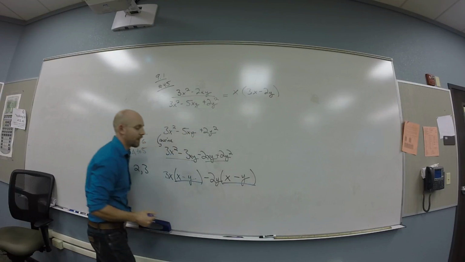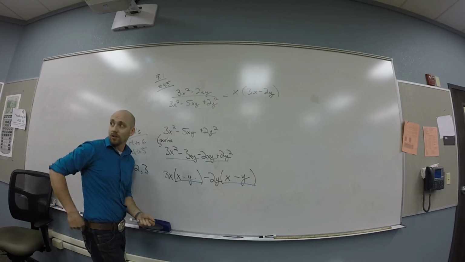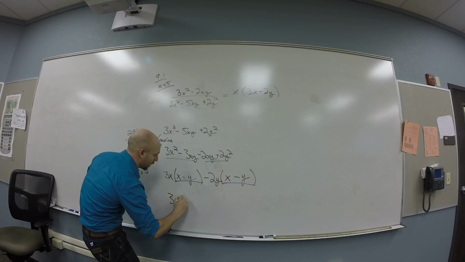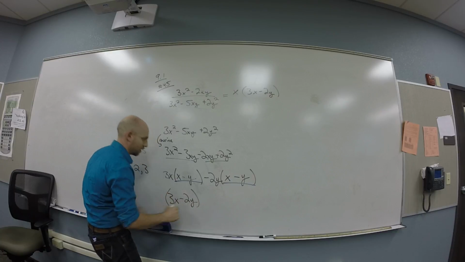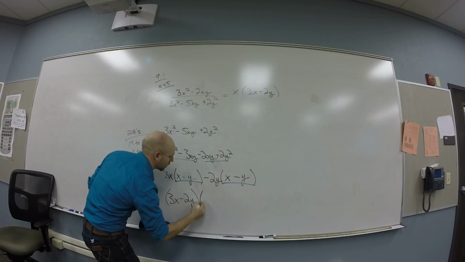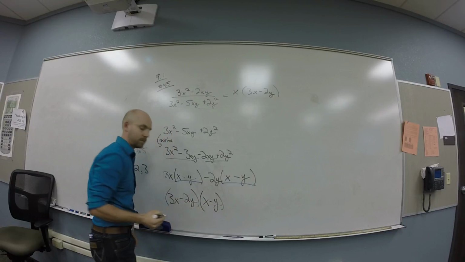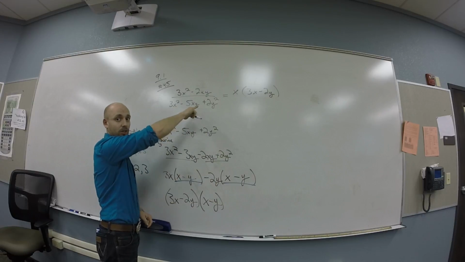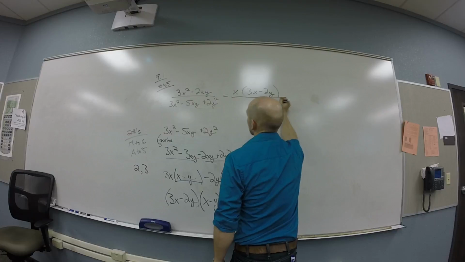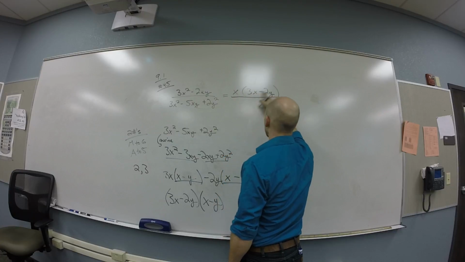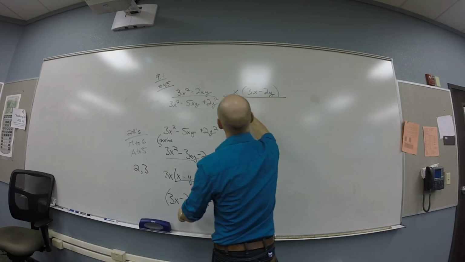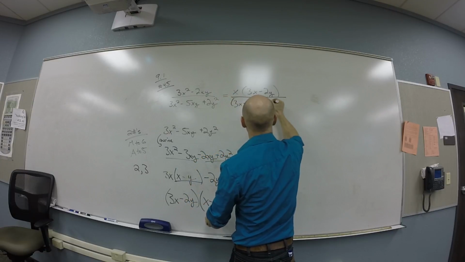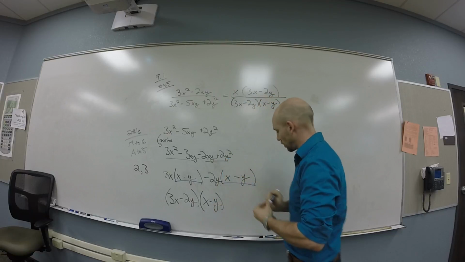So then I look at the x minus y's and I factor those out. So here I'll be left with a 3x minus 2y, right? 3x minus 2y times x minus y. This was the bottom of my fraction that I started with, so I put that in. So I got x times 3x minus 2y over 3x minus 2y times x minus y. Now, where's your onesie?